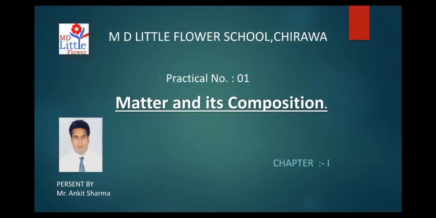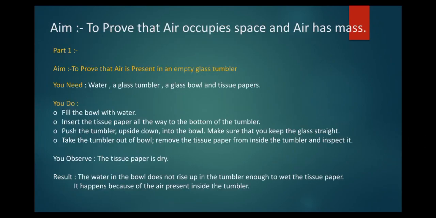Good morning, students. Today we are going to perform an experiment to prove that air occupies space and it has mass. This experiment belongs to our chapter number one. Our aim is to prove air occupies space and it has mass. That experiment is divided into two parts. Part 1 is to prove air is present in an empty glass tumbler.